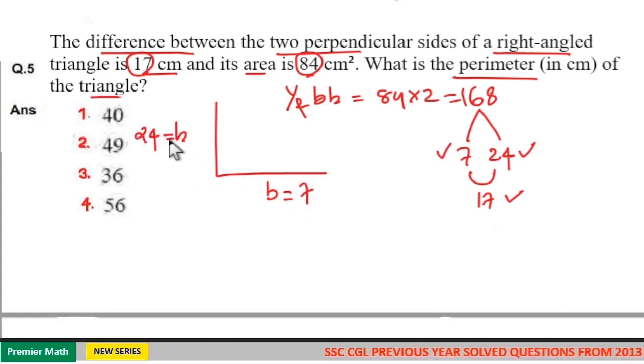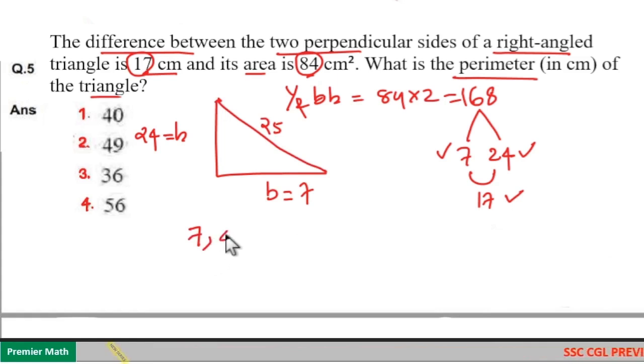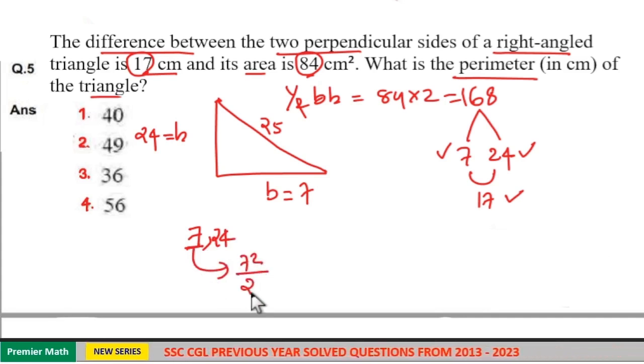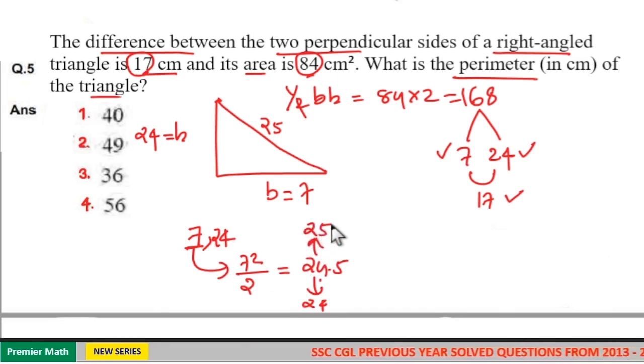If B and H are 7 and 24, then the hypotenuse should be 25. Because if you take 7 and 24, 7 is an odd number and the smallest here. So take the square of it, 7 squared, and divide it by 2, which is equal to 24.5. Now we have 24 here, so the next number is 25. So take 25 as the hypotenuse. In this way, you can calculate the triplet.